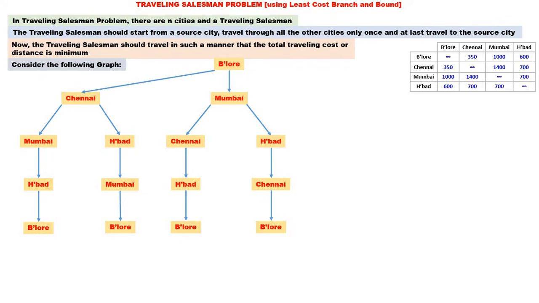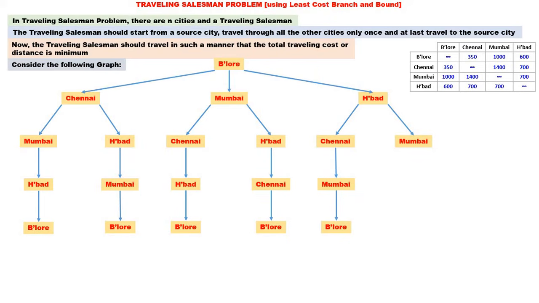The last option from Bangalore is Hyderabad. From Hyderabad, there are two possibilities, Chennai and Mumbai. Bangalore to Hyderabad, Hyderabad to Chennai, there is only one possibility, Mumbai and back to Bangalore. Similarly, Bangalore to Hyderabad, Hyderabad to Mumbai, there is only one possibility, Chennai and back to Bangalore. So these are the only possibilities for the traveling salesman.